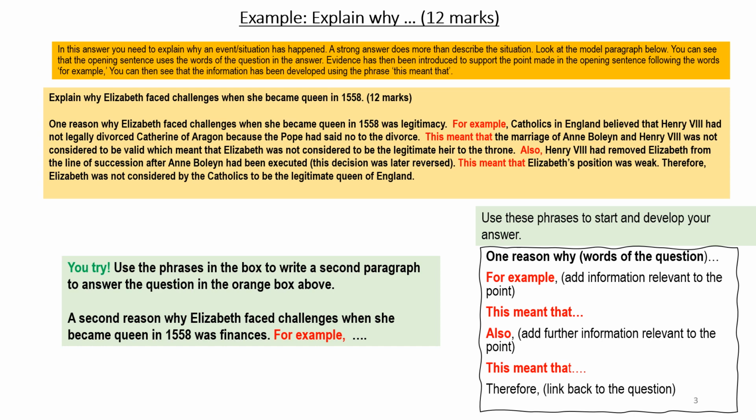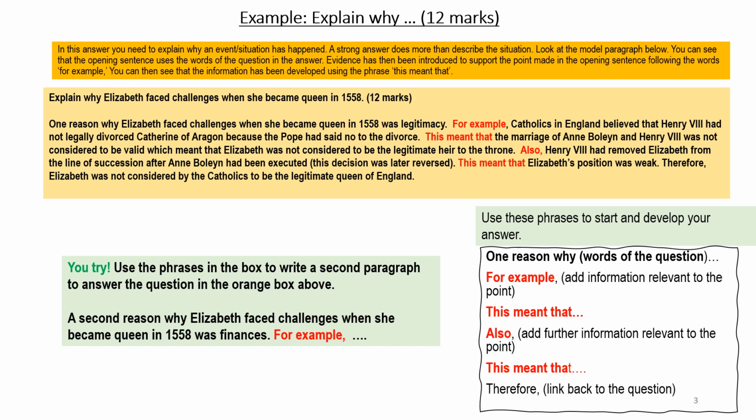The second question you'll come across is an explain why question. So you're being asked to explain why an event has happened or why relations have changed, and it's worth 12 marks. To get full marks on this question, you are aiming for 3 fully developed paragraphs. So those are paragraphs with a clear point, clear evidence, and explanation.